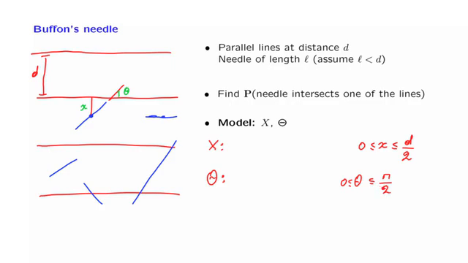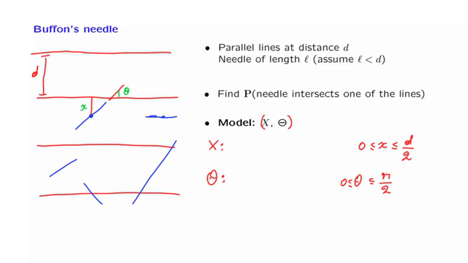And our sample space for the experiment will be the set of all pairs of x and theta that satisfy these two conditions. These will be the possible x's and thetas. Having defined the sample space, next we need to define a probability law.